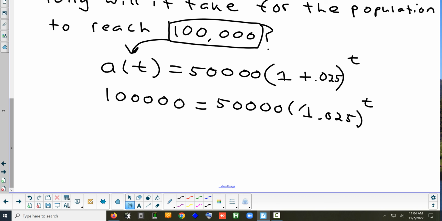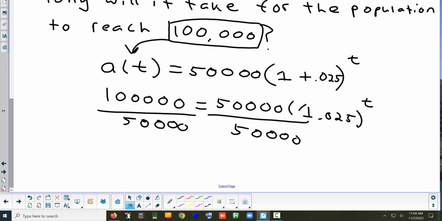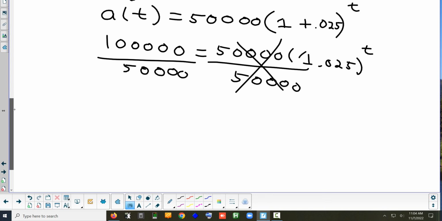And before we even graph it, we did something on both sides just to make the numbers smaller. You could divide by 5,000, but we could even do 50,000. So that's gone. And what's 100,000 divided by 50,000? 2. And algebraically, that is where we stopped last time.